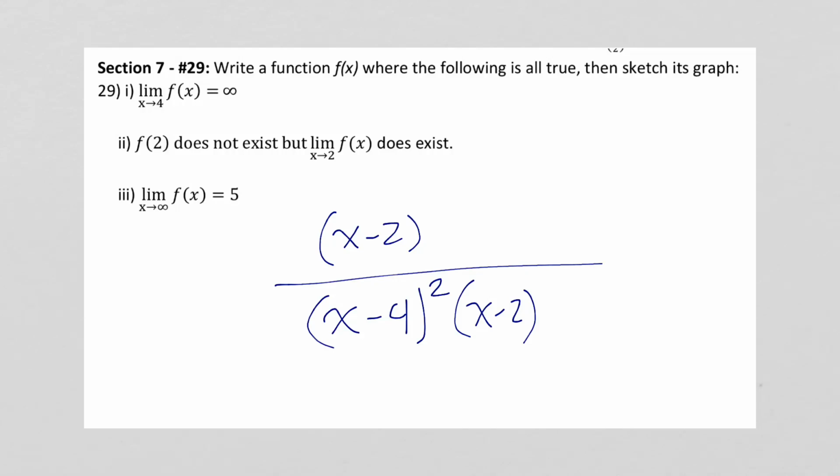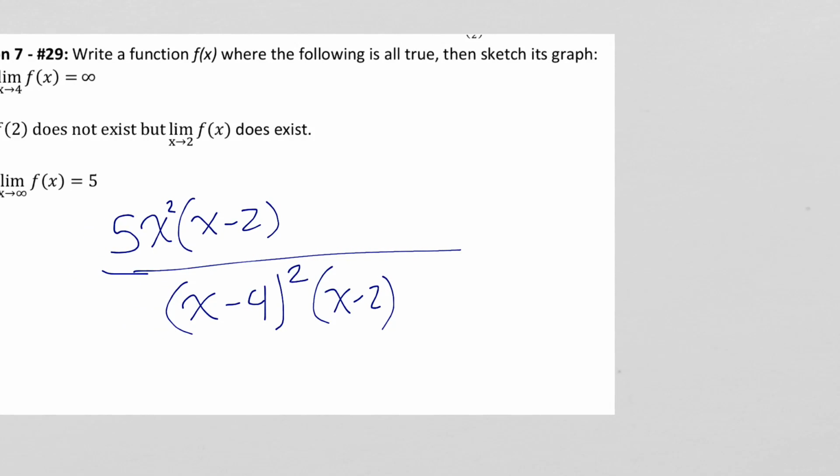And now it says the limit of f of x as x approaches infinity is 5. It wants a horizontal asymptote at 5. So, again, a couple ways you could handle this. One way is make the degrees the same in the numerator and the denominator. And if we do that, I could put an x squared there. Now it's a cubic in the top, a cubic in the bottom. Now the horizontal asymptote would be at 1, and I want it at 5, so put a multiple of 5 in front, and there you have it.